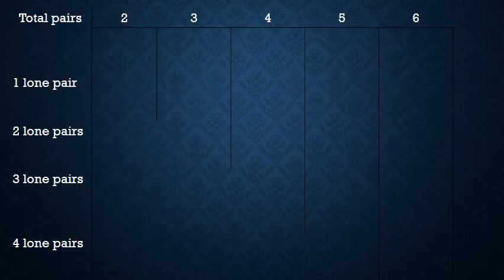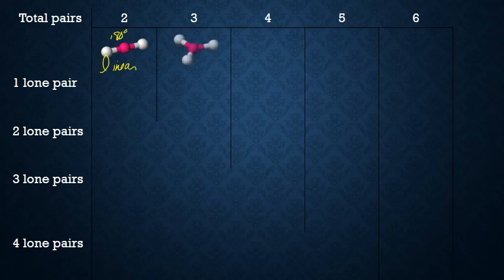Okay, this is a summary of everything we've done so far. If there are 2 things on the central atom, there will never be lone pairs. Can't do it. So this shape will always be linear. The bond angle will always be 180 degrees. Yes, that's something you need to know.